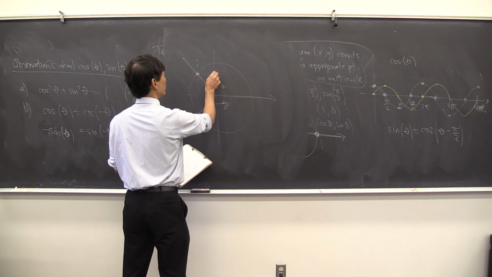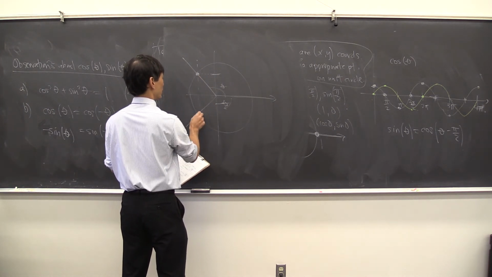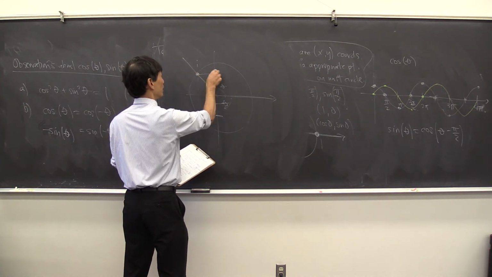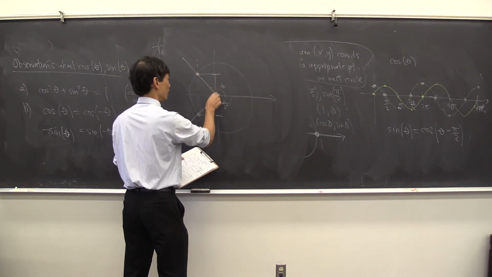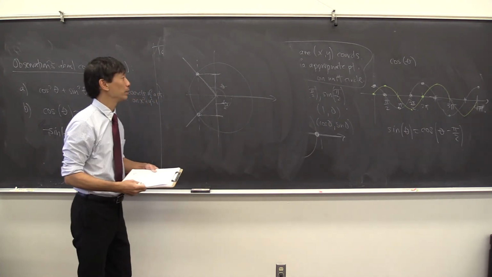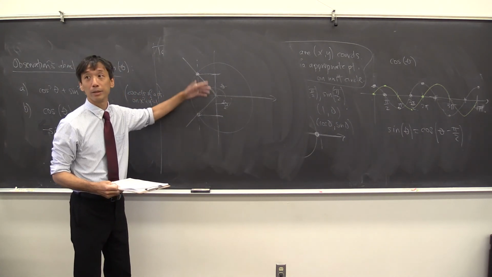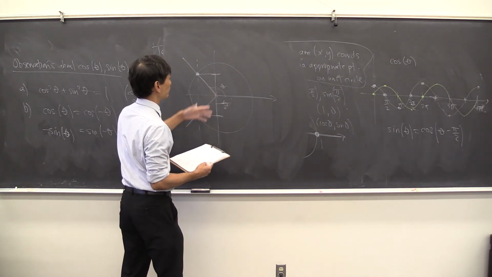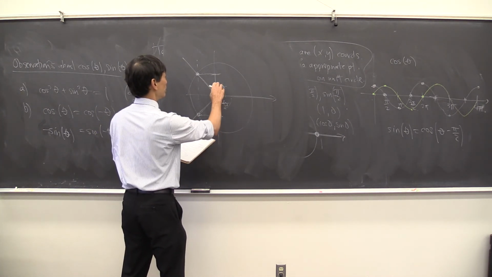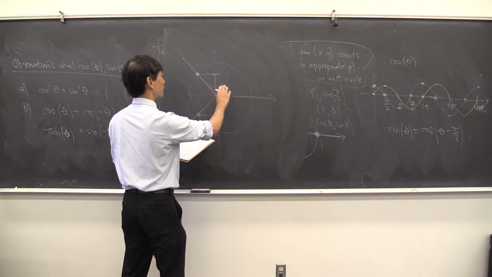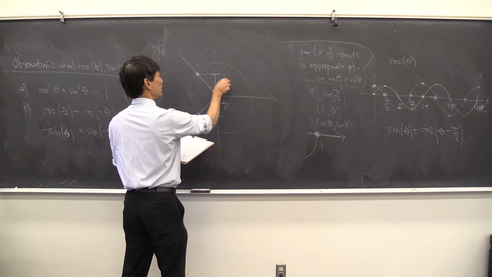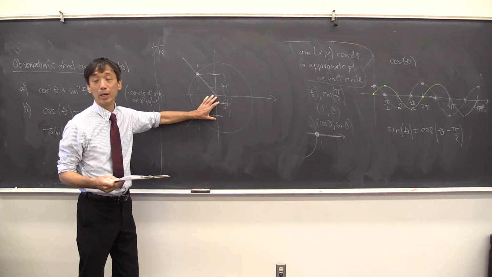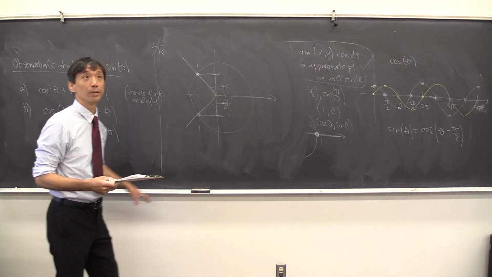Because of similar triangles, right? These triangles here are similar triangles, or actually one is the reflection of the other. So you know that this length and this length are the same. You see that the y coordinate here is the negative of this y coordinate, or vice versa.